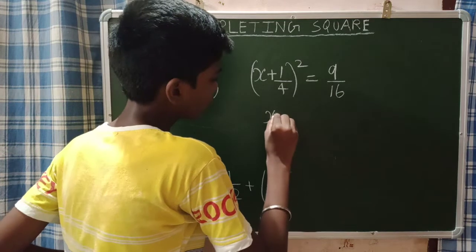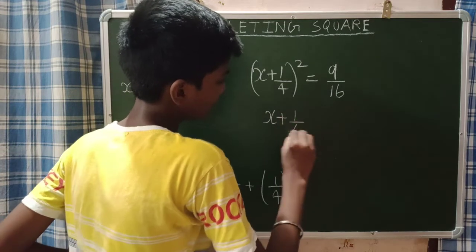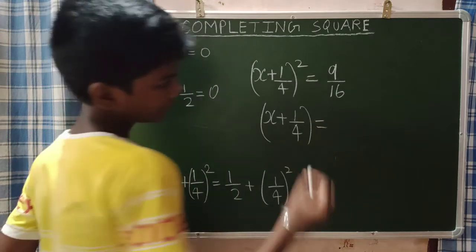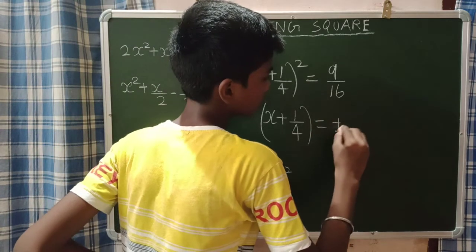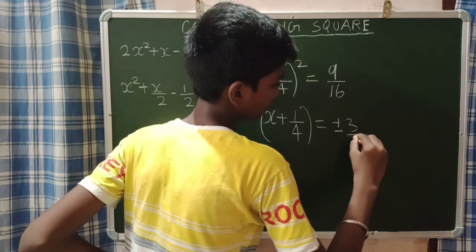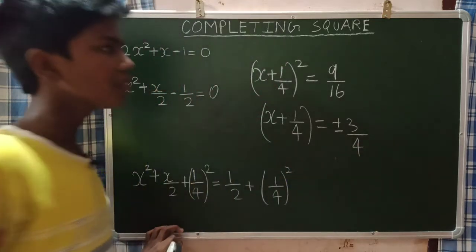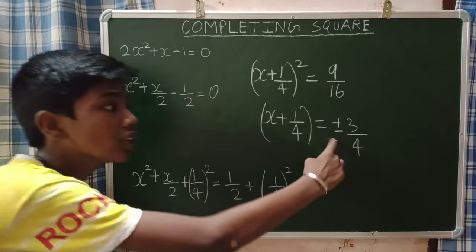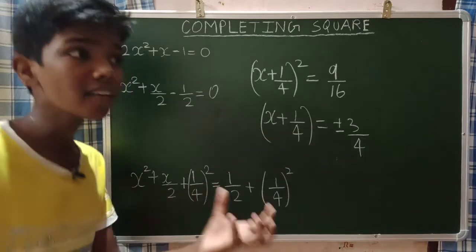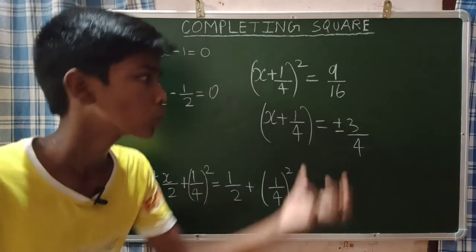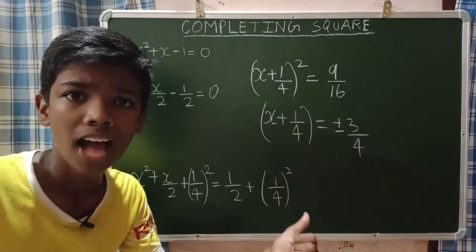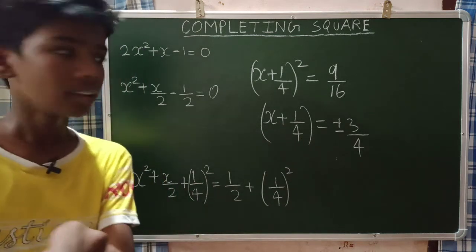When you take square root on both sides, you will get x plus 1 by 4 will be equal to square root of 9 by 16. What is that? Plus or minus 3 by 4. Correct now? Square root of 9 by 16 will be nothing but plus or minus 3 by 4. Why am I writing plus or minus here? Because the square of a minus number will also be plus, and the square of a plus number will also be plus. So I need to write like this. I hope that makes it very clear.